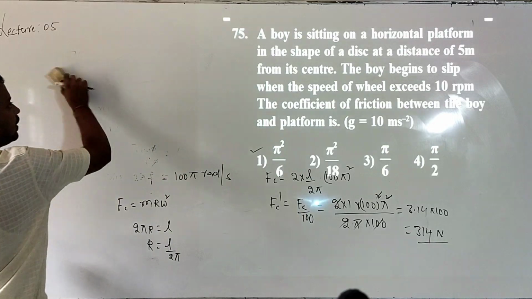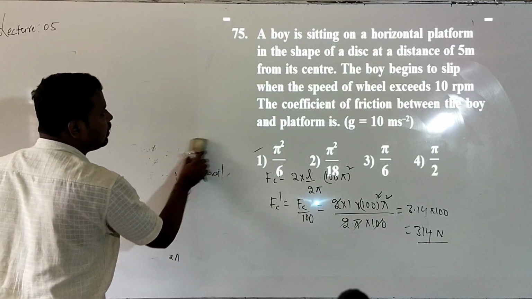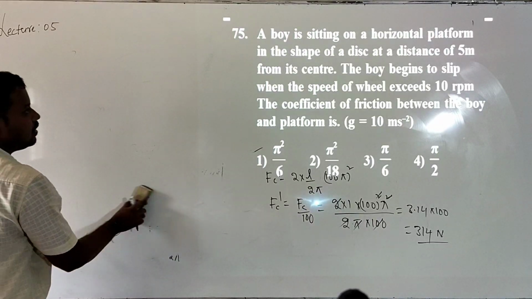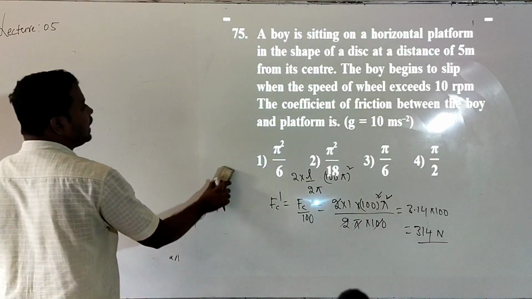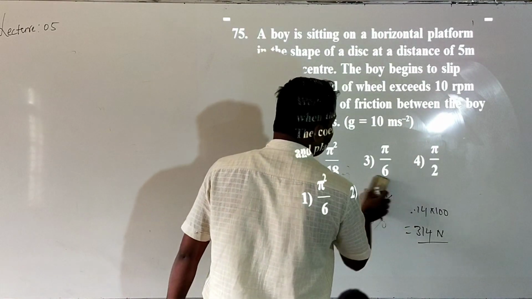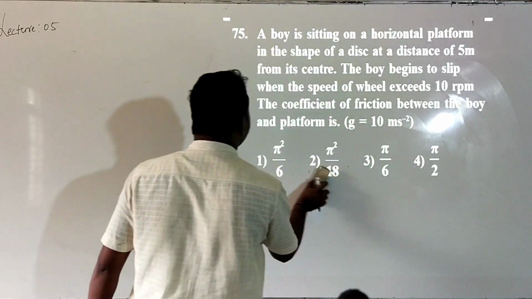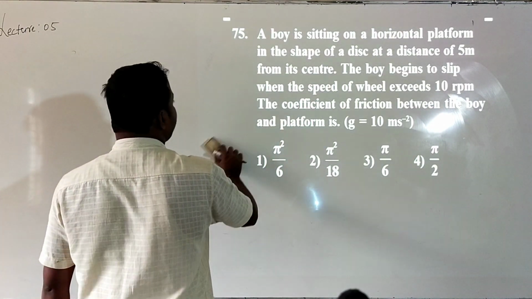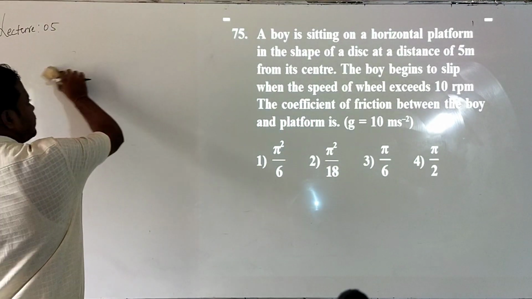Question number 75. A boy is sitting on a horizontal platform in the shape of a disc at a distance of 5 meters from the center. When the speed of the wheel exceeds 10 rpm, the coefficient of friction between the boy and the platform is how much?